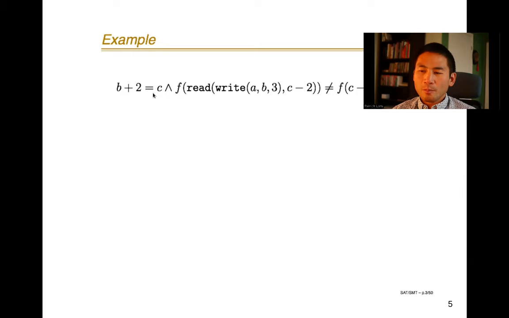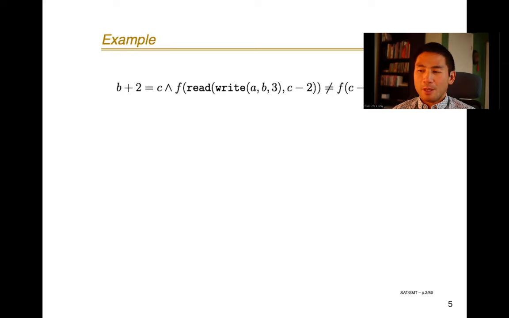This is a theory of arrays. So we have read and we have write. What this is saying is that we have an array A, and if you write to element B of array A and you write the element 3, then you later on go and refer to that array and you read from element B, then you're going to get the 3 back. Then what we're going to do here is read the element C minus 2 of that array. And what this is saying is that this function at this index is not equal to this function at index C minus B plus 1.